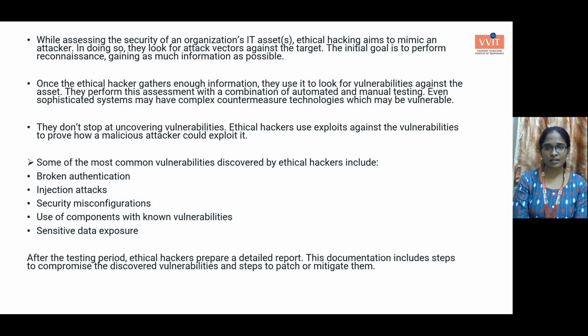Once the ethical hacker gathers enough information, they use it to look for vulnerabilities against the asset. They perform this assessment with a combination of automation and manual testing. Even sophisticated systems may have complex countermeasure technologies which may be vulnerable. Ethical hackers use exploits against the vulnerabilities to prove how a malicious attacker could exploit them.